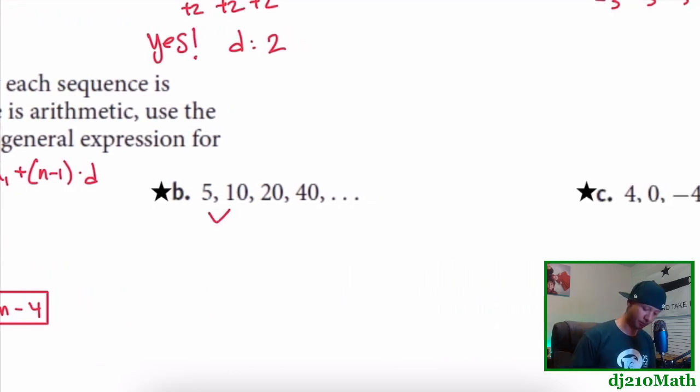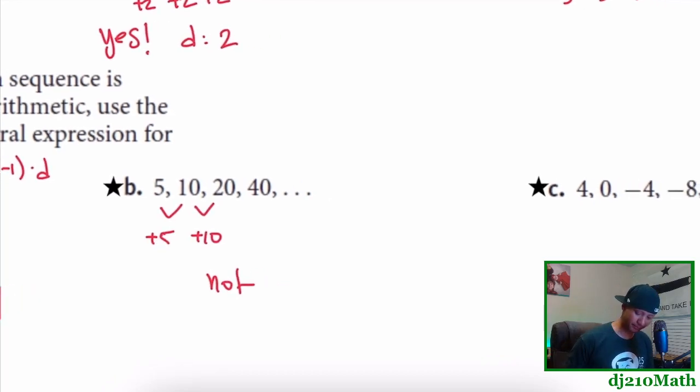Okay, we add 5, we add 10, not, right? Common difference is different, not arithmetic.